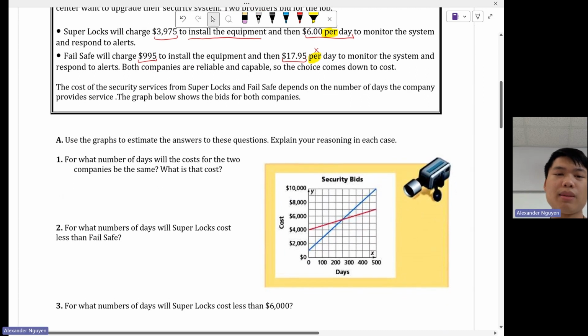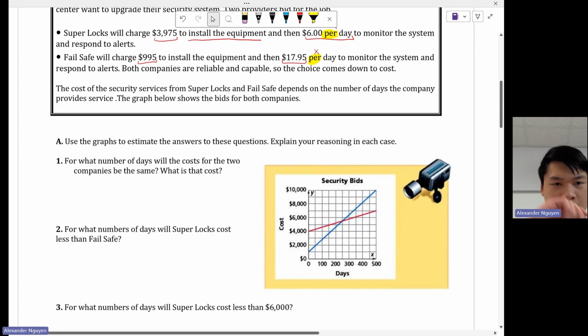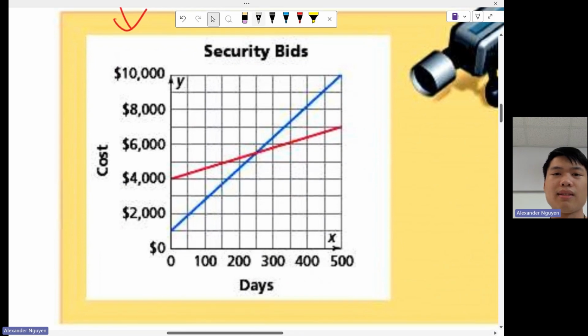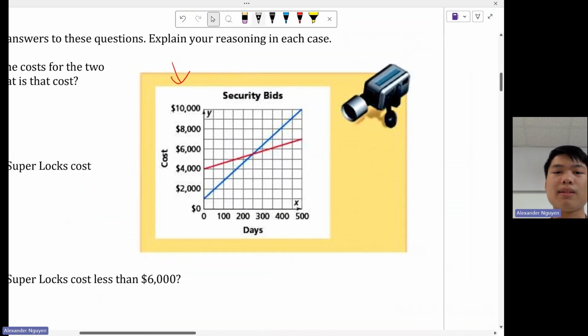So let's start by interpreting the problem in the graphs here. We want to use the graphs, okay, the graph is over here, to estimate the answers to these questions, and we want to explain our reasoning. Okay, for what number of days will the cost for the two companies be the same? Okay, remember that word the same means equal, right? So let's look here. We have a blue line and a red line. It actually doesn't tell you which one is which, but we can figure that out.